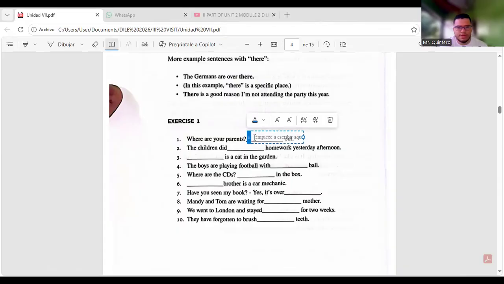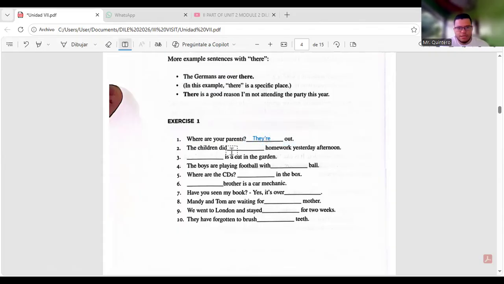Y como decimos, ellos están afuera. They, they're out. Ellos están afuera. The children did their homework, sus tareas, yesterday afternoon. There is a cat in the garden. The boys are playing football with their ball.